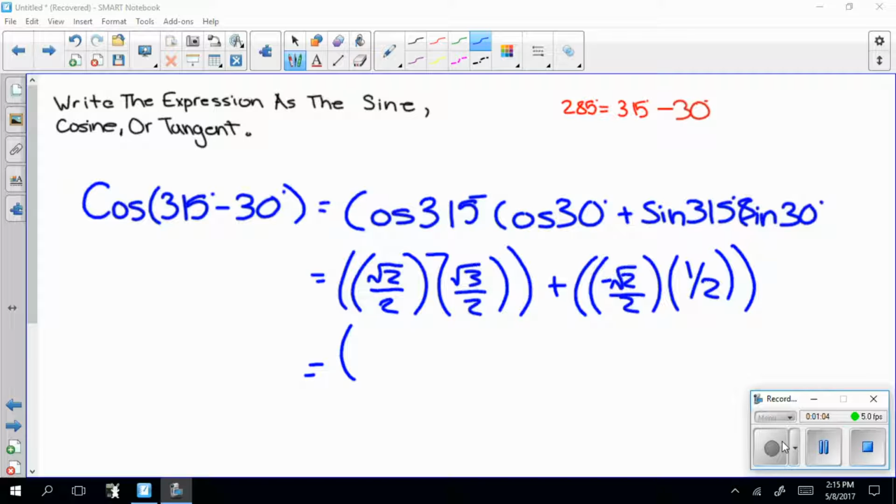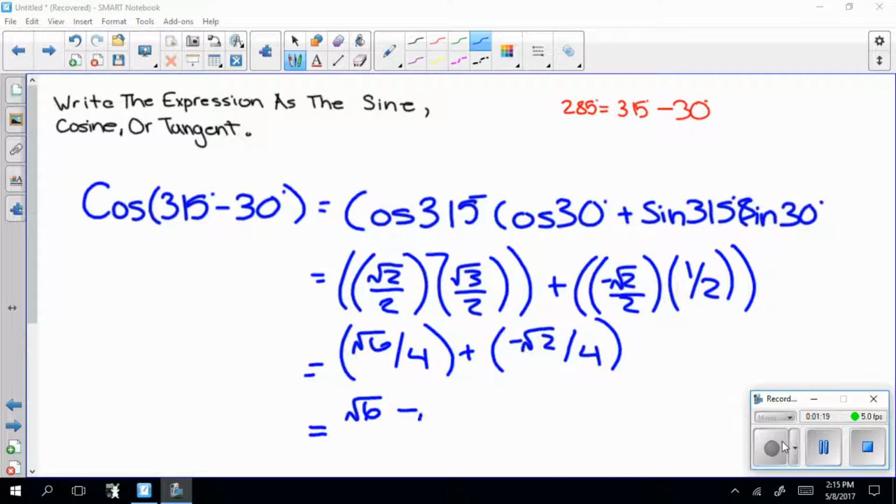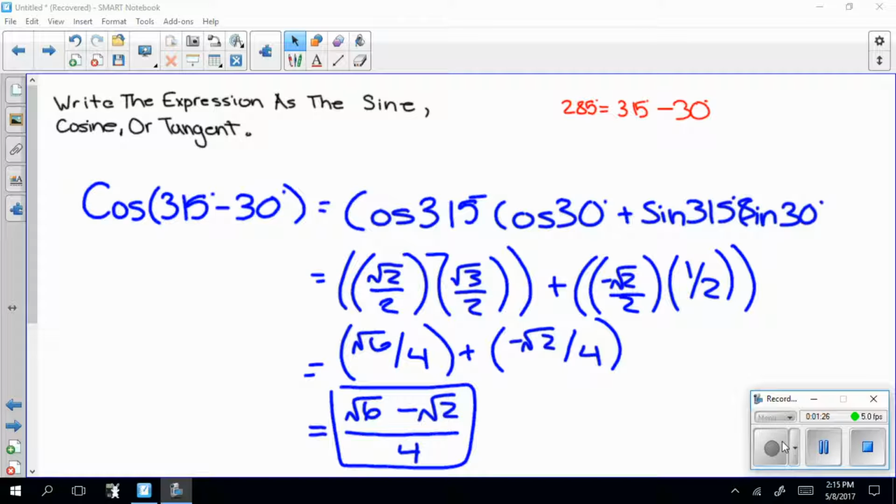Square root of 2 over 2 multiplied by the square root of 3 over 2 is equal to the square root of 6 over 4. Negative square root of 2 over 2 multiplied by 1/2 is equivalent to negative square root of 2 over 4. Those added together equal negative square root of 6 minus square root of 2 over 4.